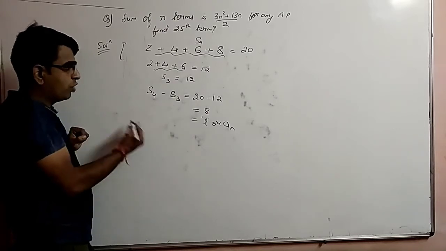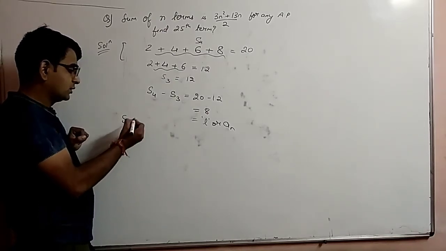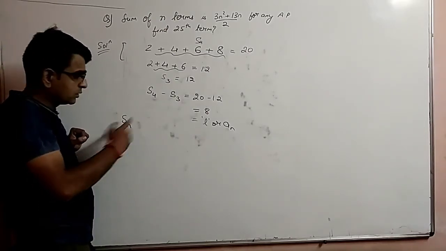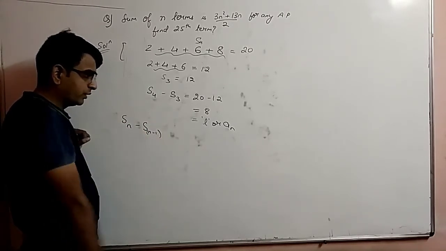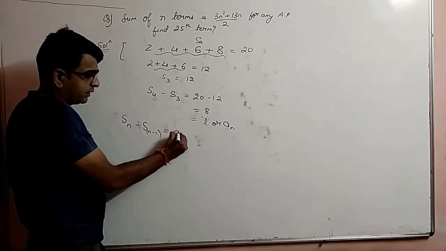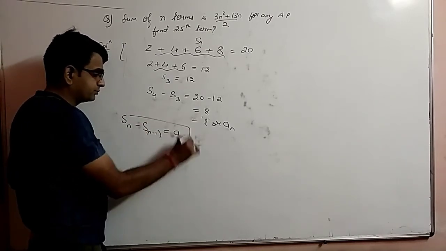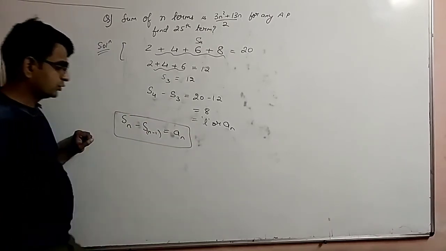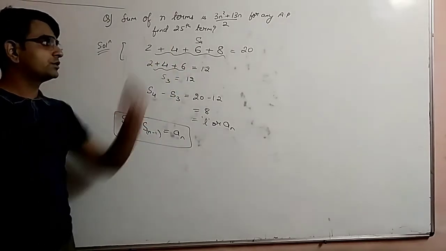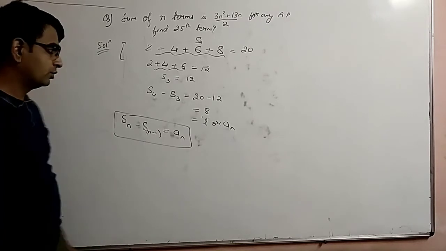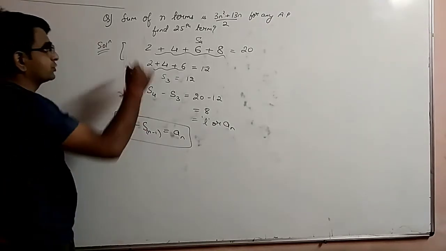From this what we get is: the sum of n terms when subtracted from the sum of n minus 1 terms, what we get is the nth term. So this is the simple logic which is used to solve this type of question. Now we will solve this question.